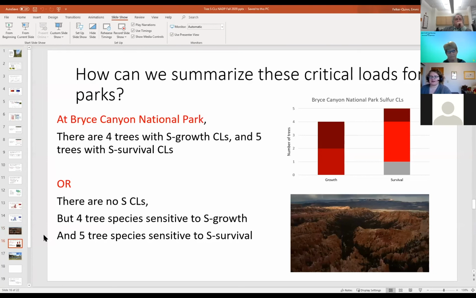So I want to focus in on Bryce Canyon National Park, which is one of these Class 1 areas, pictured here. Bryce Canyon is one of those parks that only has sulfur critical loads below 1 kilogram for both growth and survival. If we're going to apply the Horn critical loads directly and quantitatively to the park, we would say that this park has 4 trees with sulfur growth critical loads and 5 trees with sulfur survival critical loads. And based on current deposition rates in the park, we would predict declines in both growth and survival at current deposition.